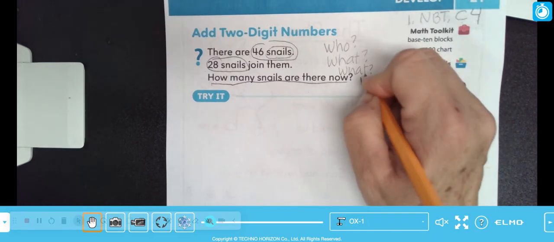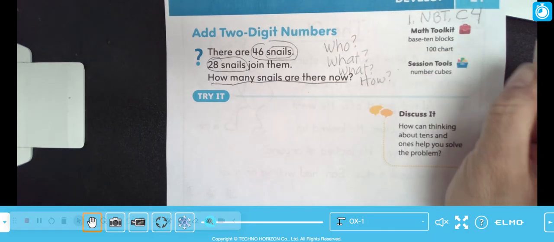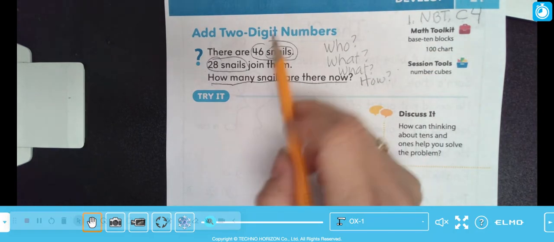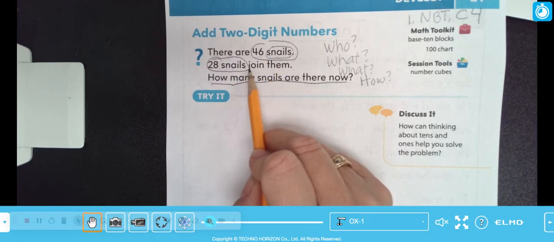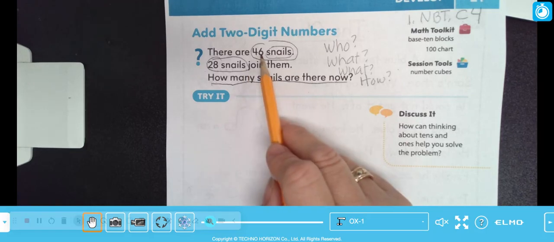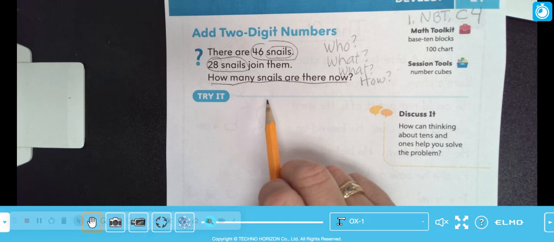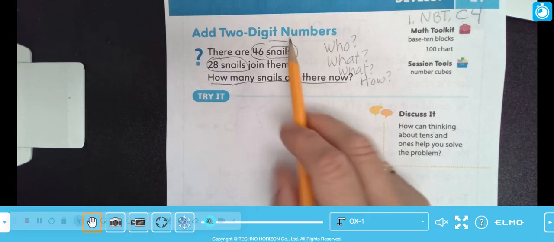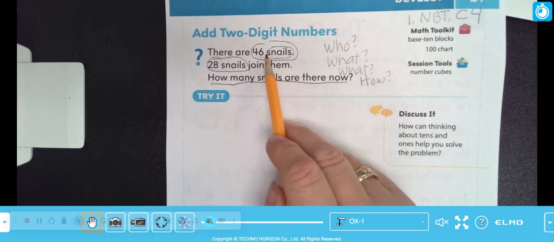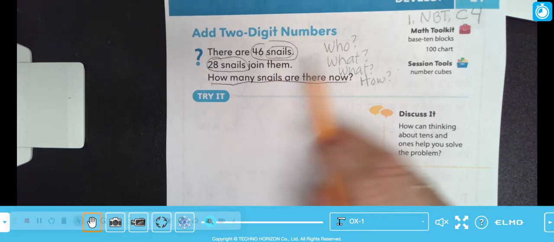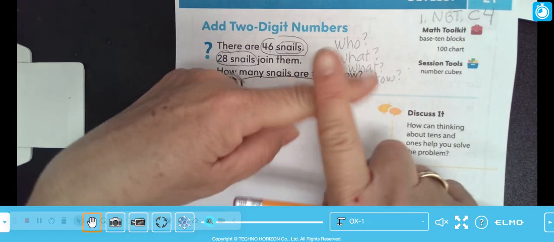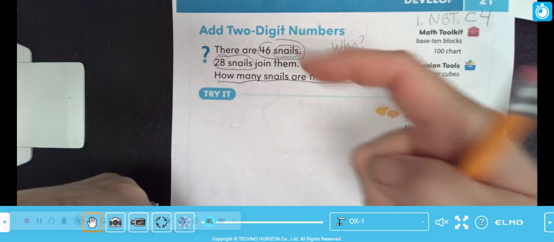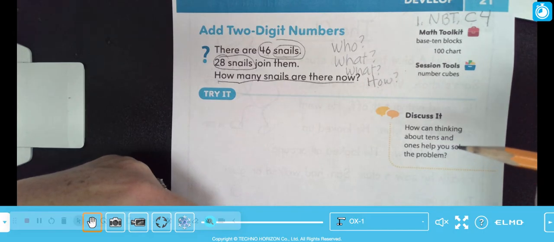Okay, so how are we going to solve this? Well, let's think about it. If there were 46 snails in the beginning and then 28 came, is our answer going to get bigger or smaller than 46? Yeah, it's going to get bigger than 46, isn't it? So what is our operation? If our answer is getting bigger, is it to add or subtract? Yeah, we're going to add, right?